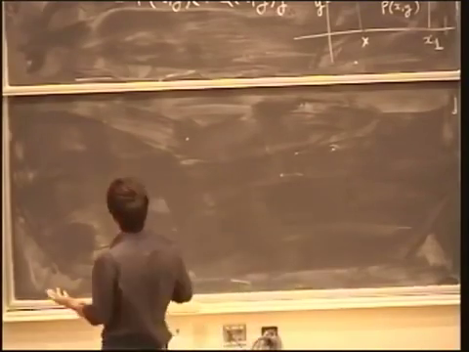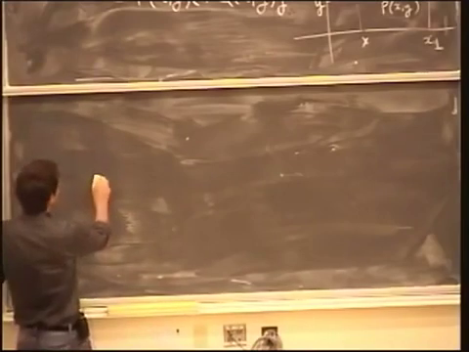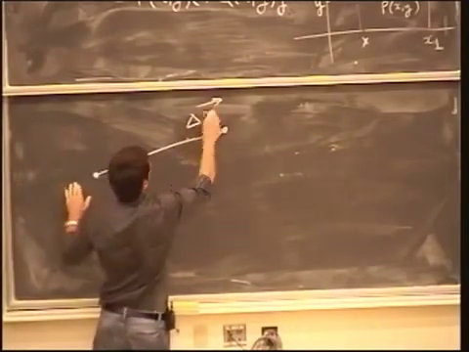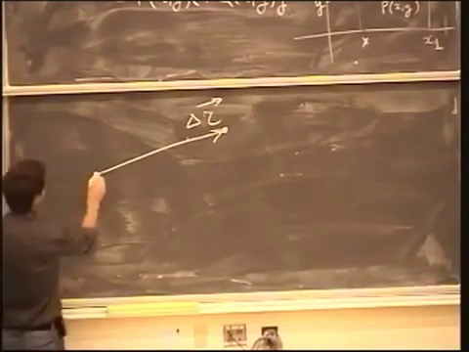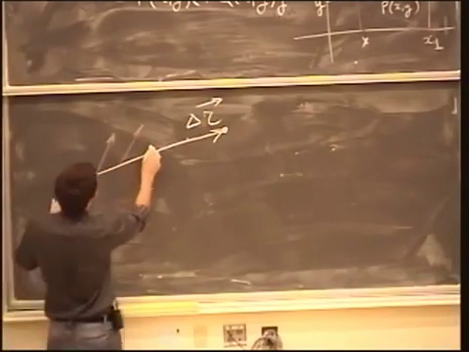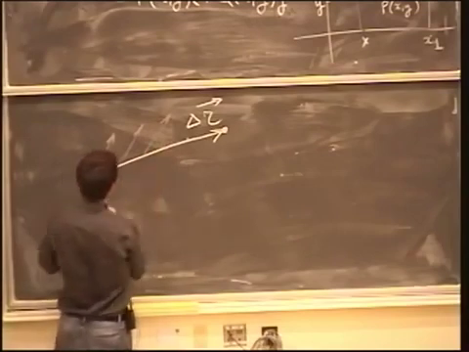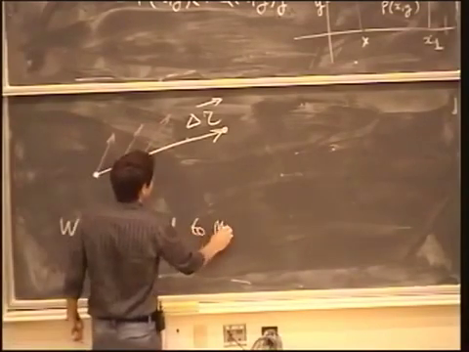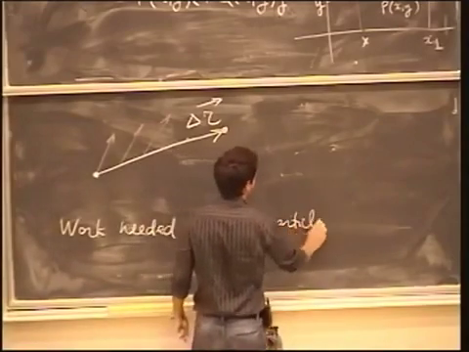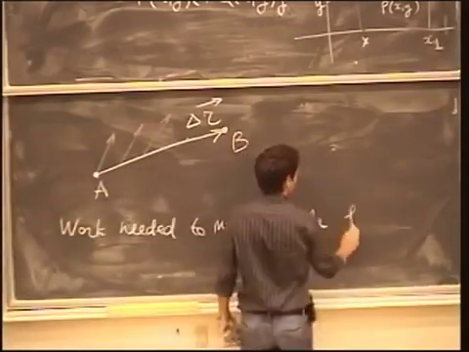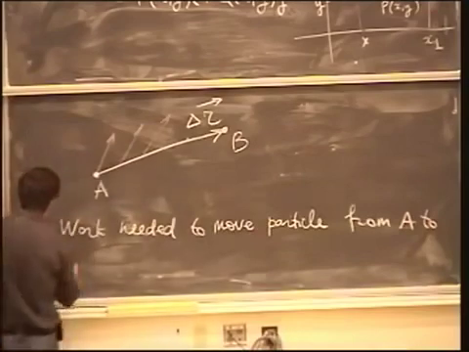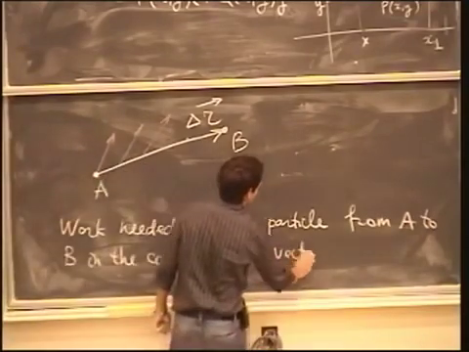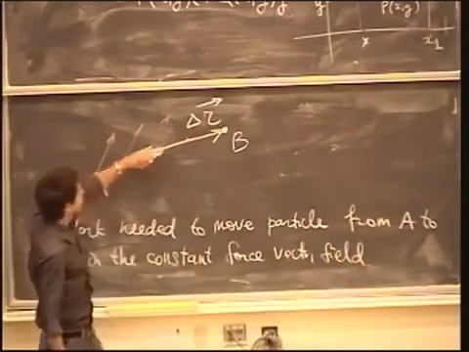So the first question I'm going to ask is, what is the amount of work that is needed to move a particle from, say, this point to this point along a linear segment with some displacement delta r? If you have a constant vector field, if a force is constant, so force is everywhere constant, like in my first example, like this. What is the amount of work needed to move a particle from point A to point B in the constant force vector field? Like this. So in other words, the value of the force is the same everywhere.